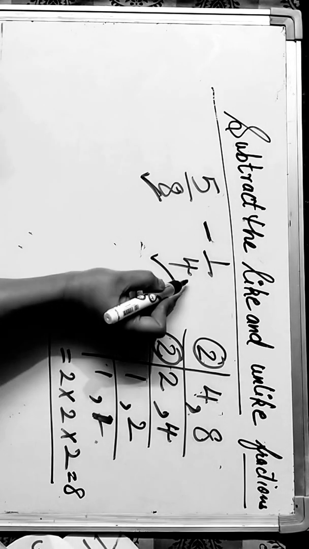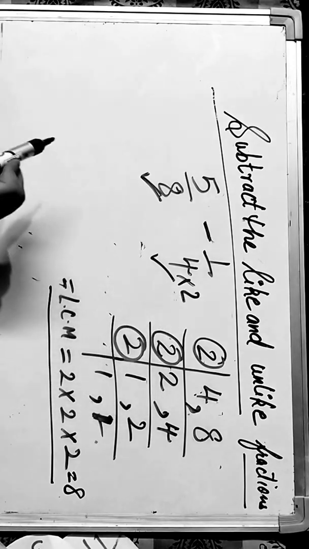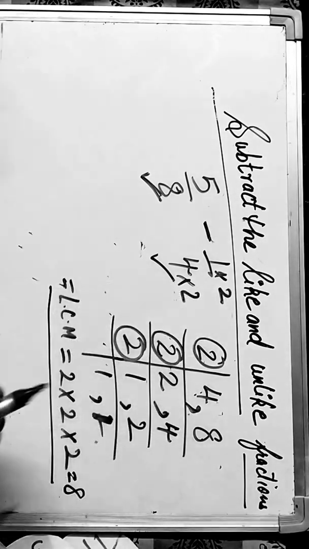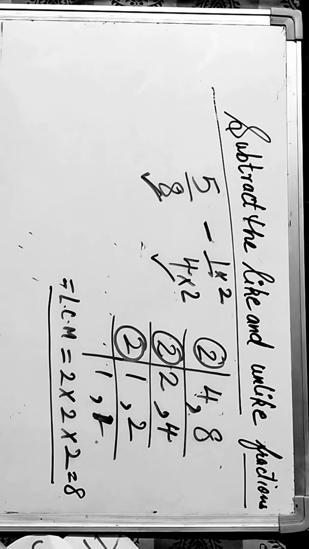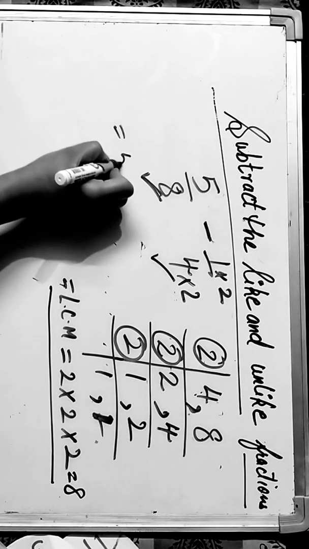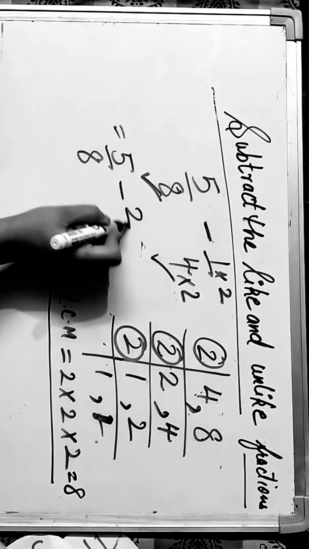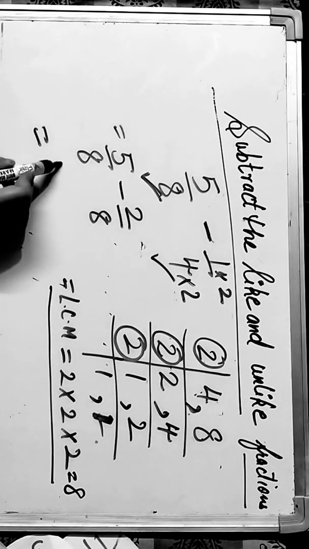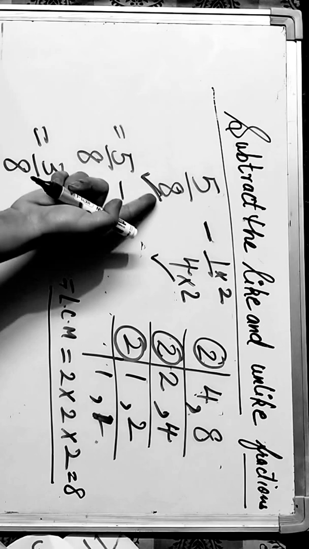No number. Here it's 4. So with which number should I multiply this? With 2, and the numerator also, as we know, we have to multiply both numerator and denominator with this. What number do we have here? 5/8. How much do we have to take out? 2/8. What will we get? We'll get 3/8.